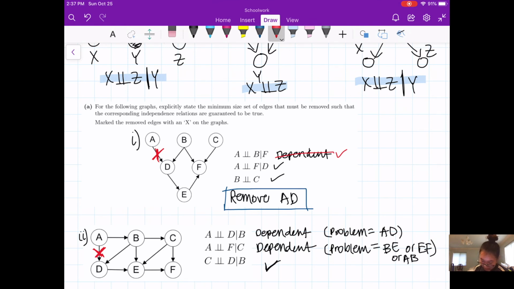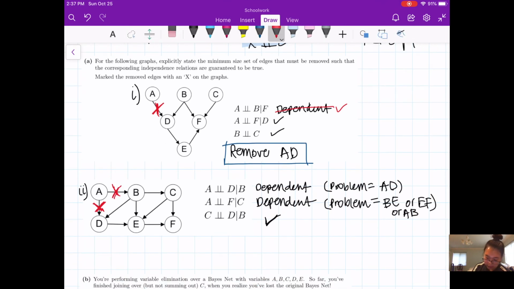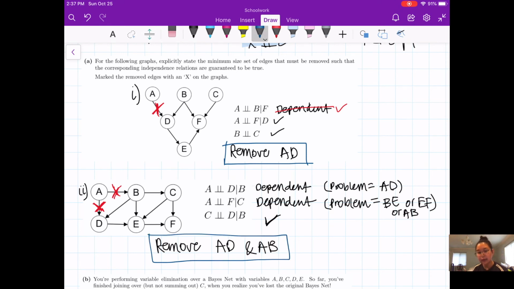Yeah, so based on that, I'm just going to arbitrarily remove AB. But any of these possibilities should work. So then based on that, we would want to remove AD and AB. And this is just one possible solution. You can also remove like AD and EF, for example.